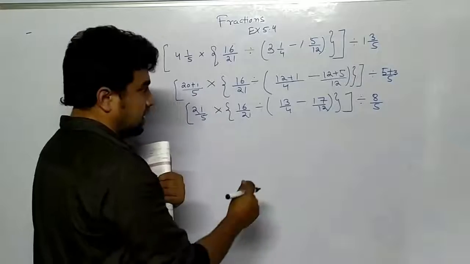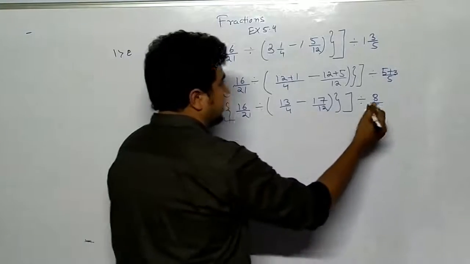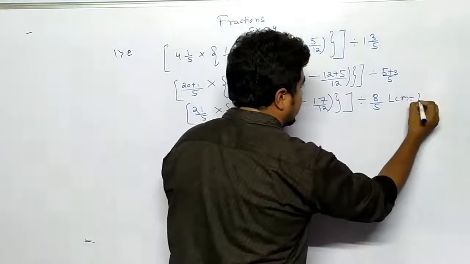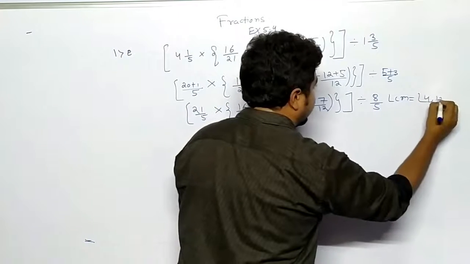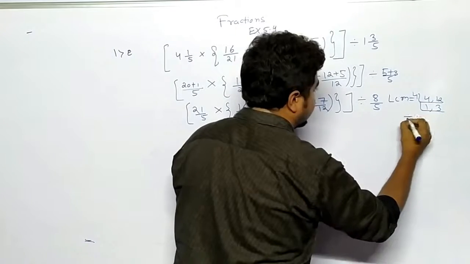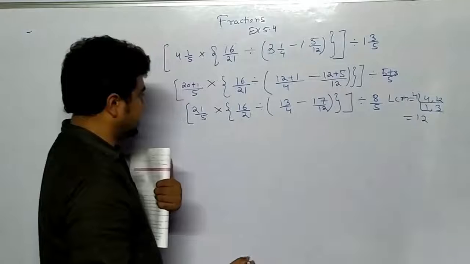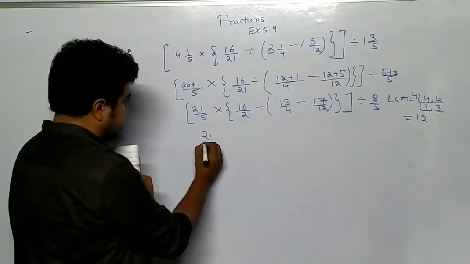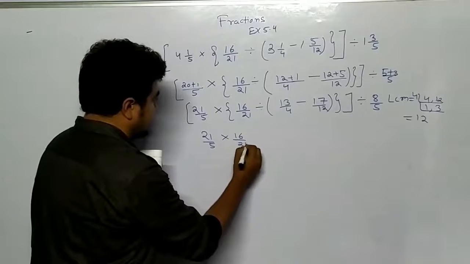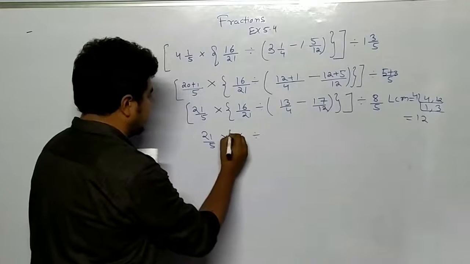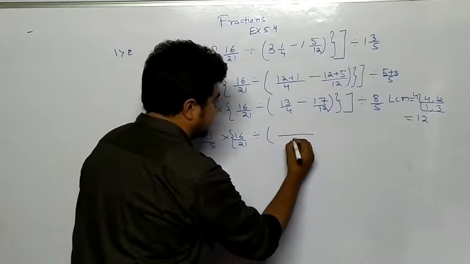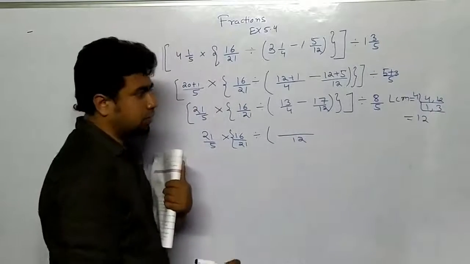See here, now you can see here 4 and 12, LCM of 4 and 12. You can take 4 as common, 4 1, and this is 3. 4 into 3 is 12, which is the LCM here. This is 21 by 5 into 16 by 21. Then divide sign is present here, and then you can take here the LCM will be 12 as I found.